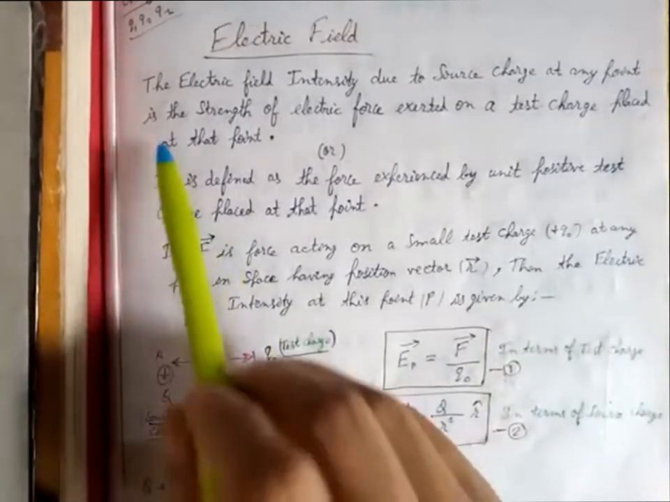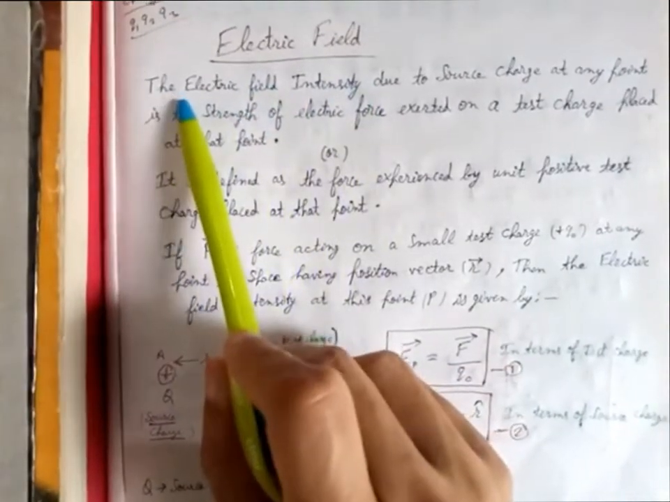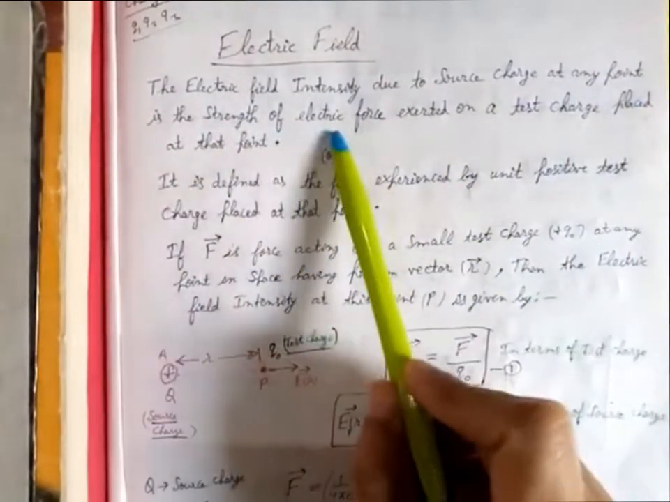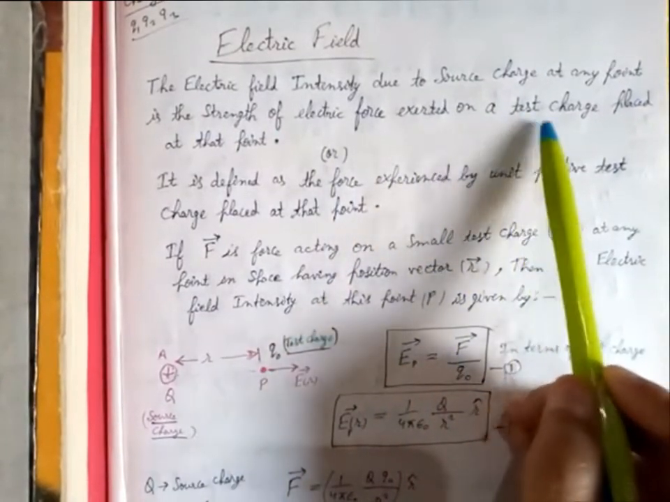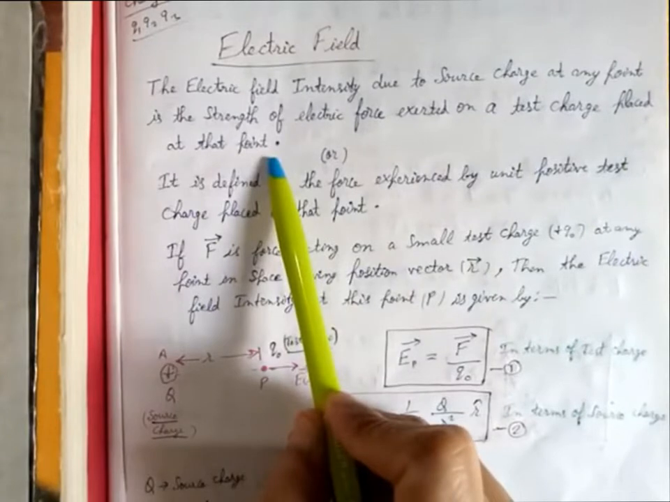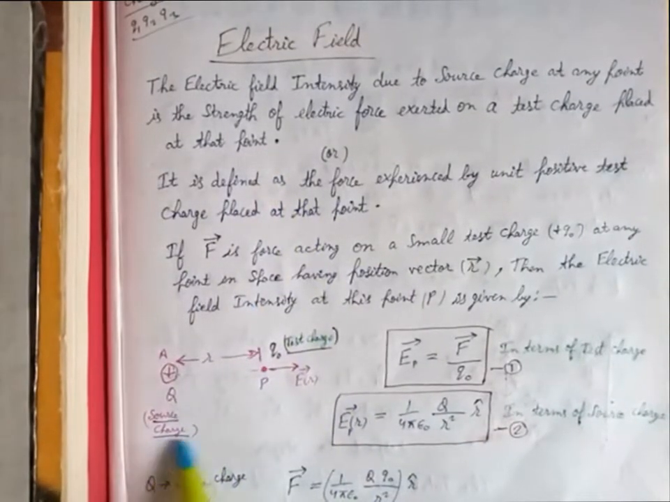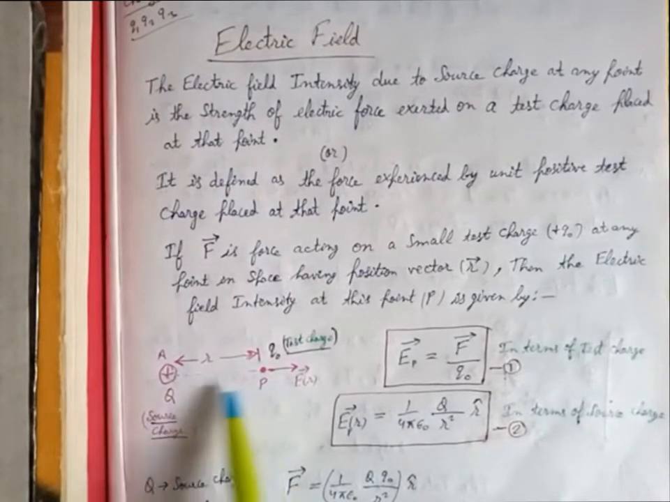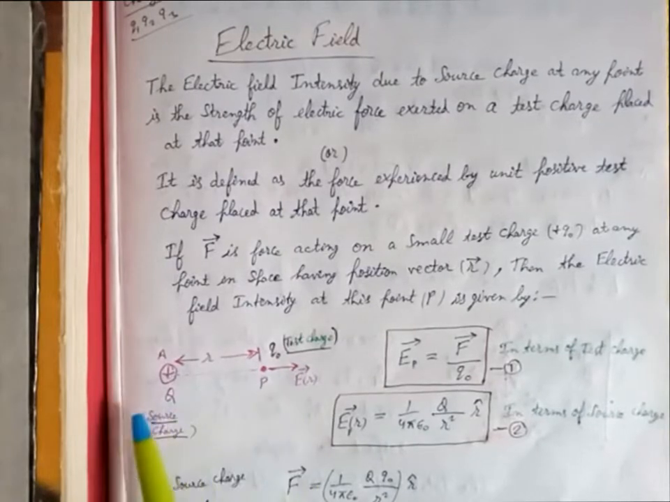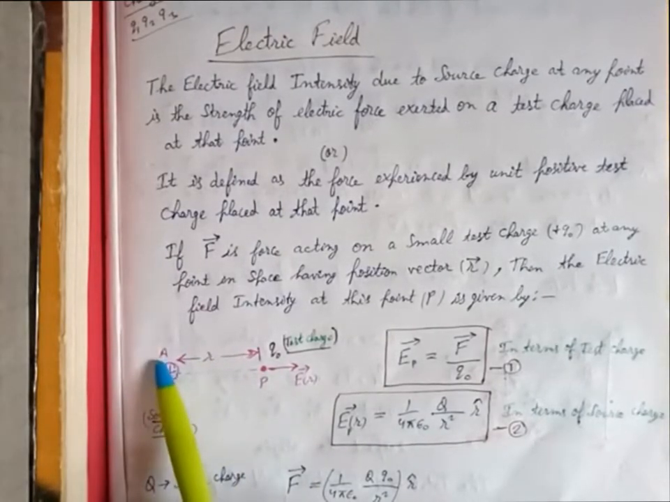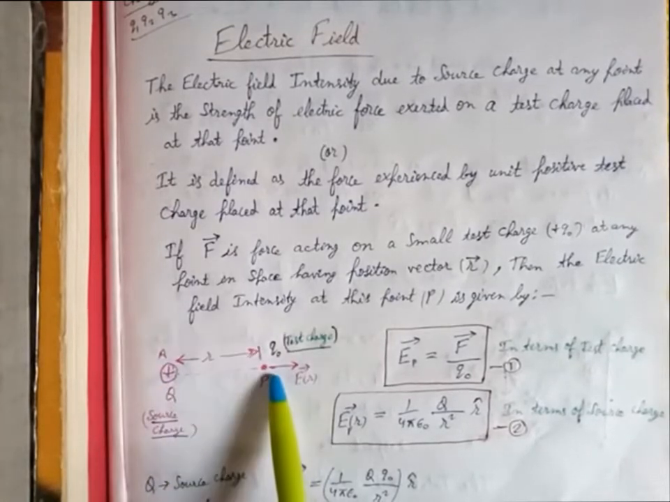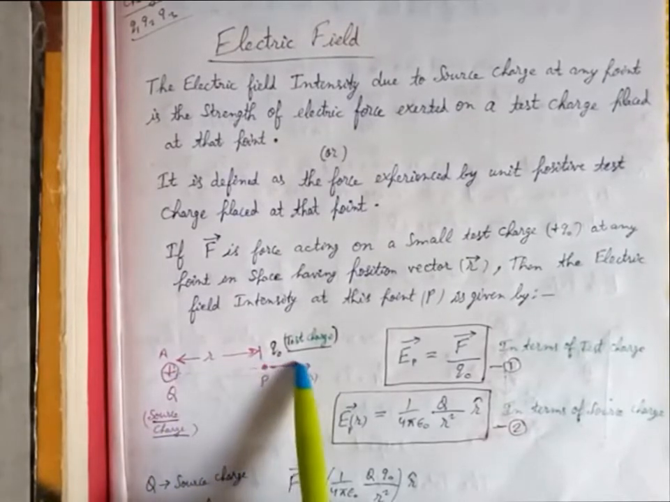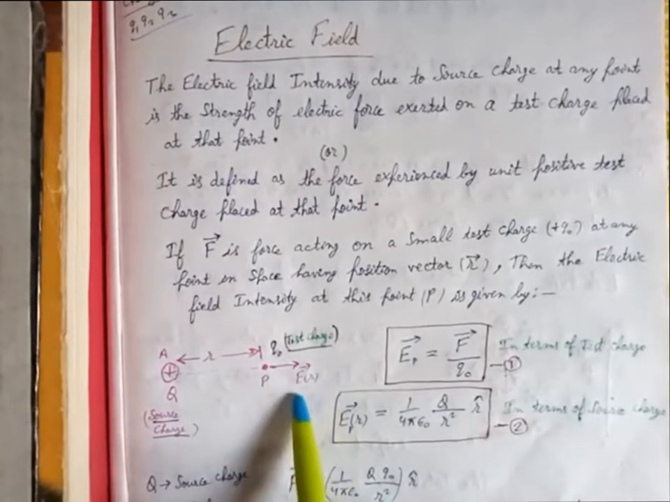So in this we have to study about the electric field. Its definition is: the electric field intensity due to a source charge at any point is the strength of the electric force exerted on a test charge placed at that point. Like here, there is a source charge plus capital Q, and we have to find the electric field at point P due to this source charge at A. So the electric field will be along the line joining this charge at that point. This will be the direction of the electric field.